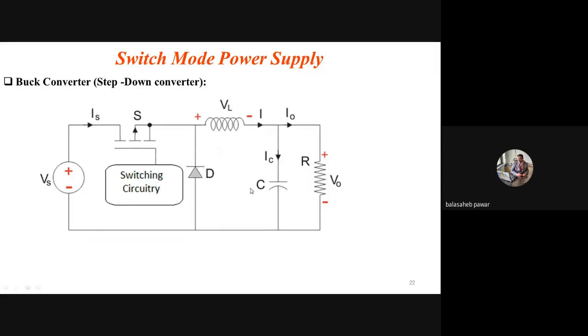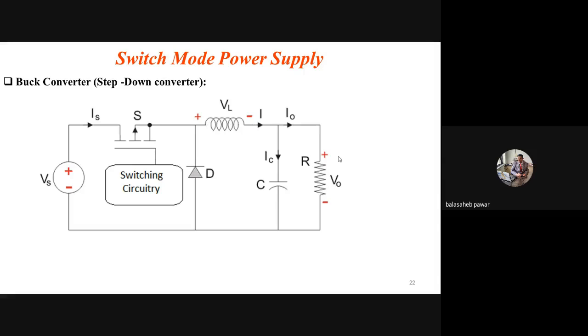So the obtained output will be again somewhat pulsating DC, and its average voltage, as we already discussed, will be capital K times Vs, right? That means it will be less than the input, and that's why we call it a buck converter or step-down converter. A large DC voltage gets converted into a small DC voltage. That's why the word converter is given.